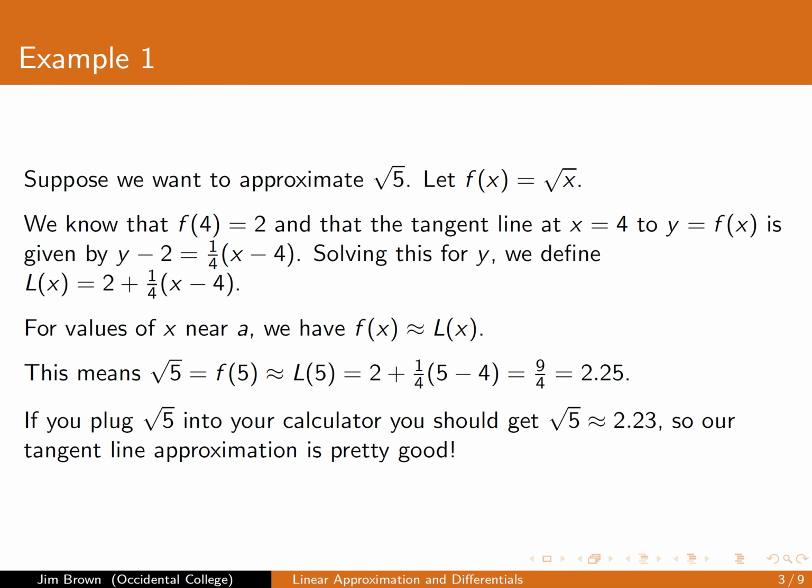And if you were to go ahead and plug this into your calculator, you'd get that square root of 5 is about 2.23. So our tangent line approximation is a pretty good approximation. It's off only by 2/100ths of the value that your calculator would give. And you can see this is very easy and quick to do.